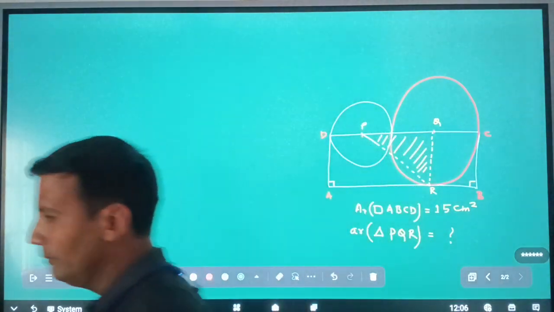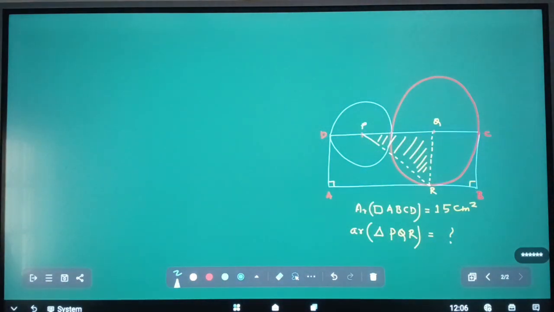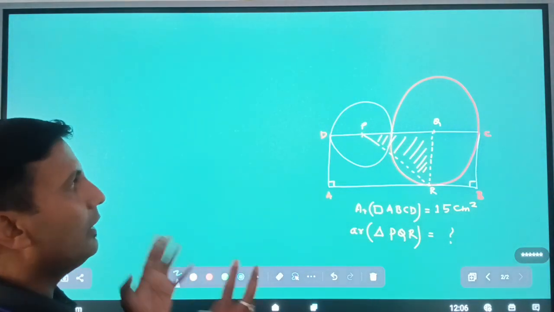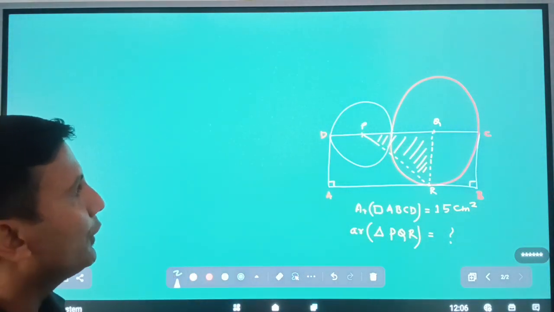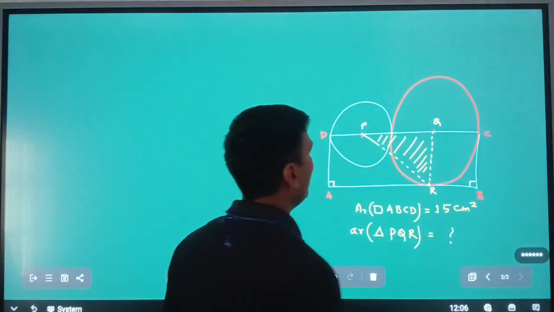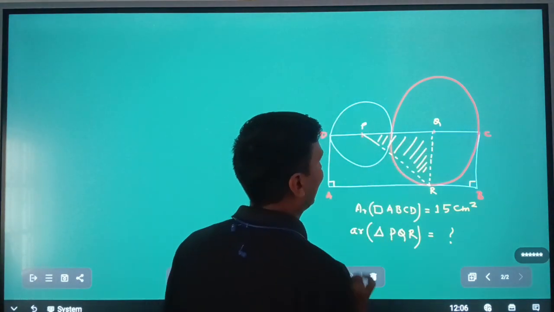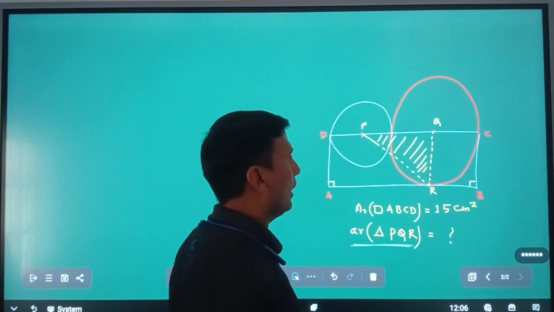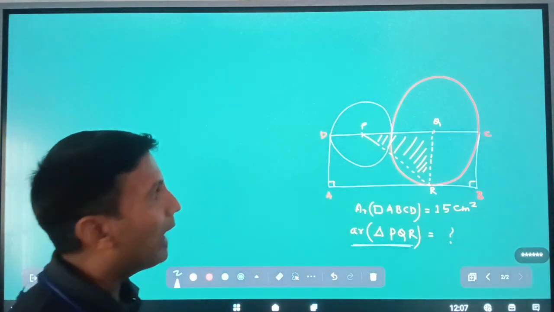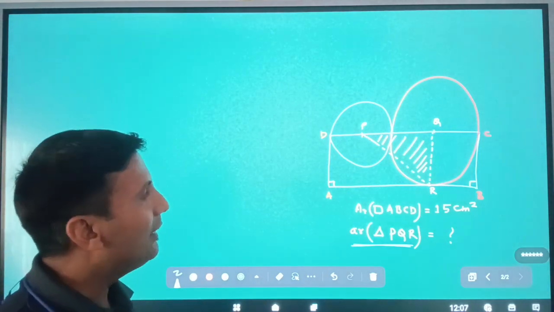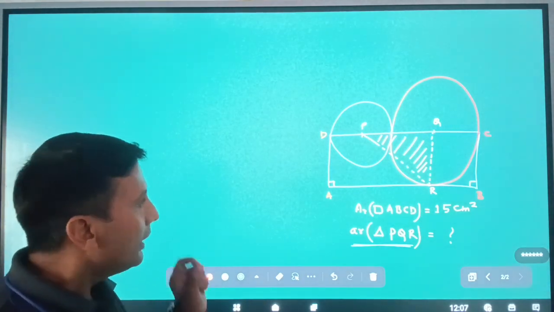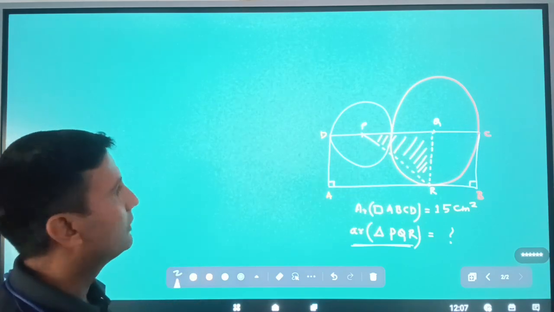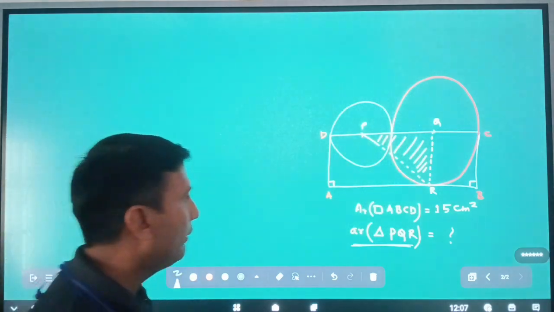In the second question, we have a rectangle ABCD and we have two circles touching each other externally, and their centers are P and Q. We have to find out the area of triangle PQR. We are not given the radii of either of the circles. The only given information is that the area of rectangle ABCD is 15 centimeter square. Now we have to find out the area of triangle PQR.